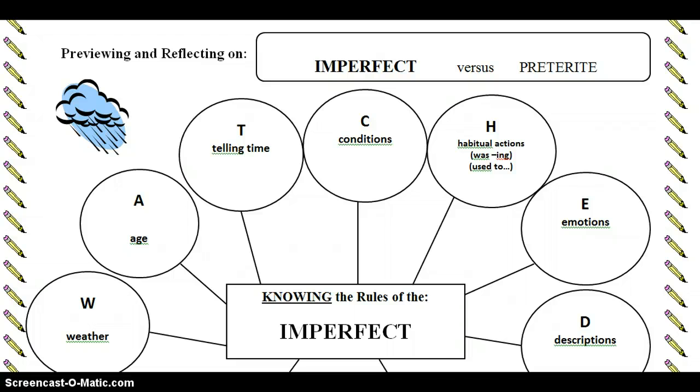E is for emotions. If you want to state how somebody was feeling in the past, to say she was tired, she was sleepy, she was sick, all of those emotions are going to be the imperfect. Finally, we have descriptions. Descriptions on the right is going to be used maybe to describe somebody's physical traits or their personality attributes. She was a nice person, or she used to be really short. Anytime you're describing, you're going to use the imperfect.